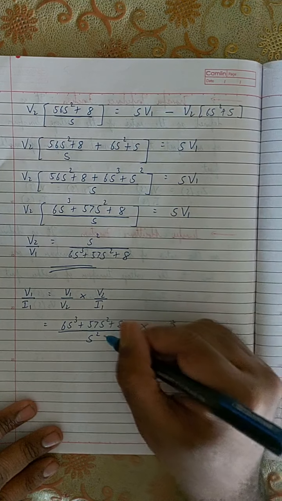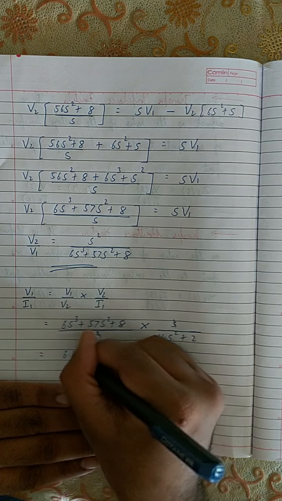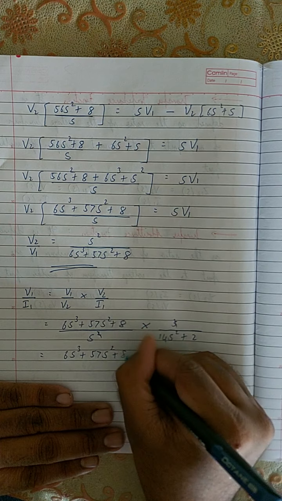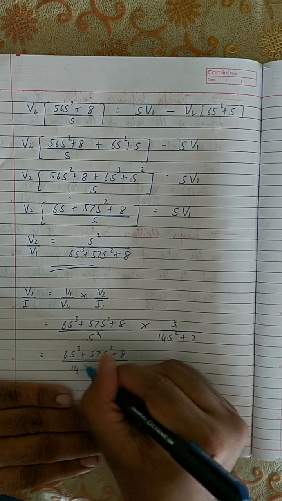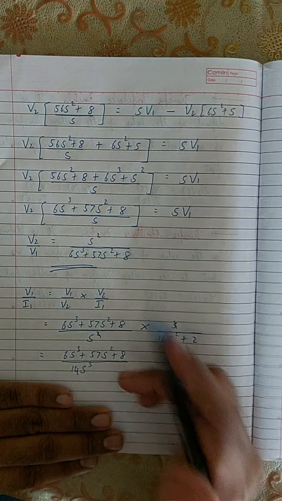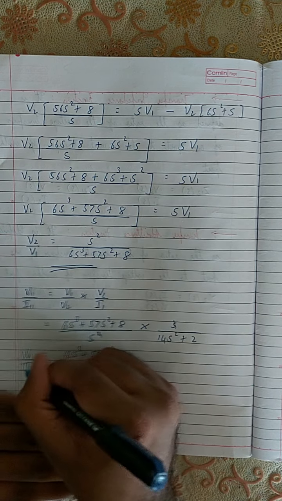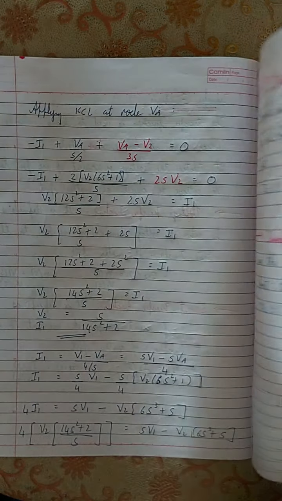So s and this s square will cancel each other, and you will get 6s cube plus 57s square plus 8 by 14s cube plus 2s. This is V1 by I1. This is how we need to find the answer.